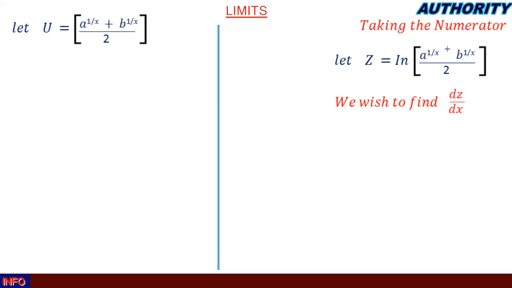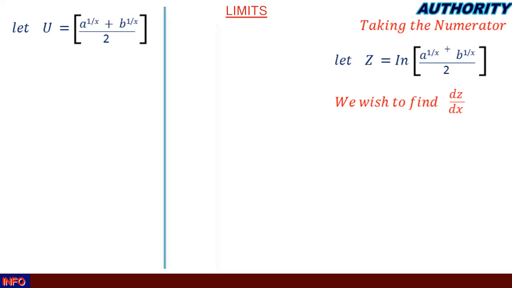Look at it. We say z is equal to ln u now, because we replaced a raised to the power of 1/x plus b raised to the power of 1/x, all over 2, with the letter u. So here we have ln u. We differentiate this z with respect to u, and then go to the function u and differentiate u with respect to x. Now multiply these two derivatives, and it's going to give us dz/dx. Is that clear? Now let's go. Let's take them one after the other.